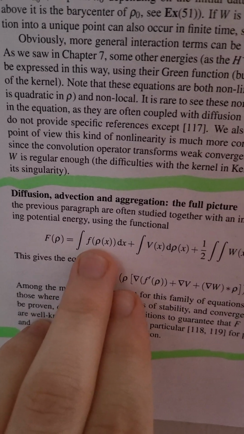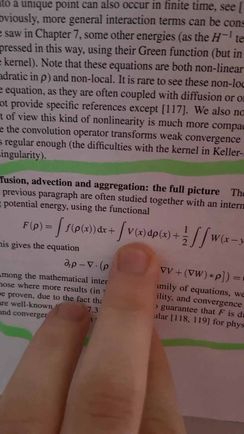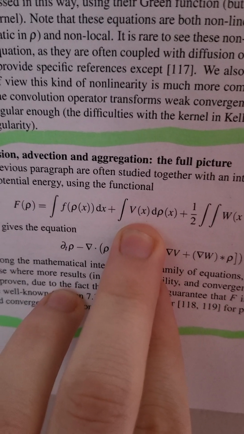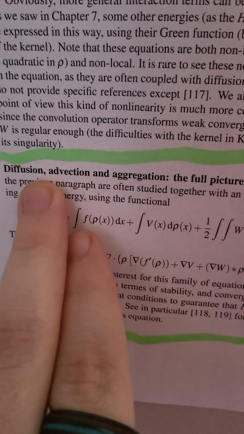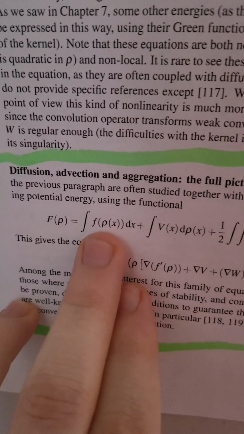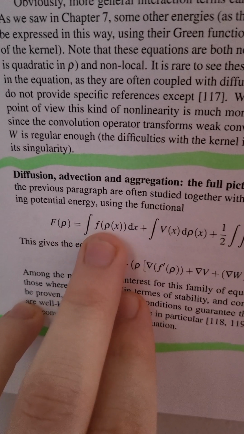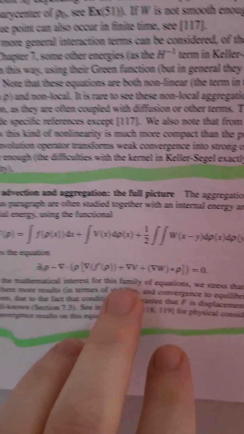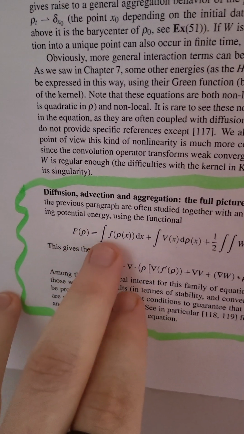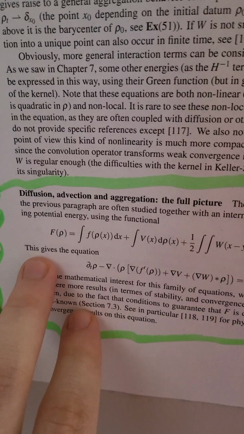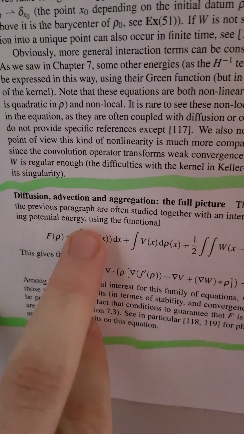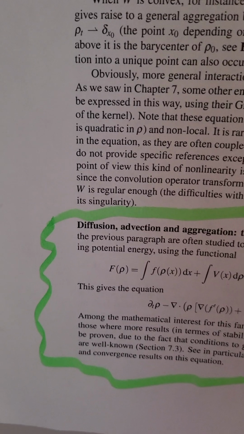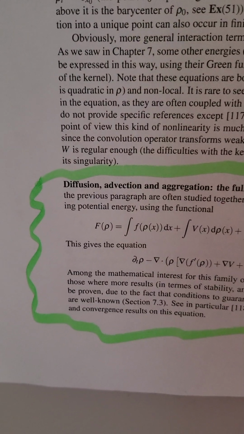So if you have an advection term, here's a deterministic potential V that underlies the deterministic motion of the particles. That's the advection term. You have a diffusion term here, and then an interaction potential. Okay. So typically, this diffusion term should be the Laplacian.